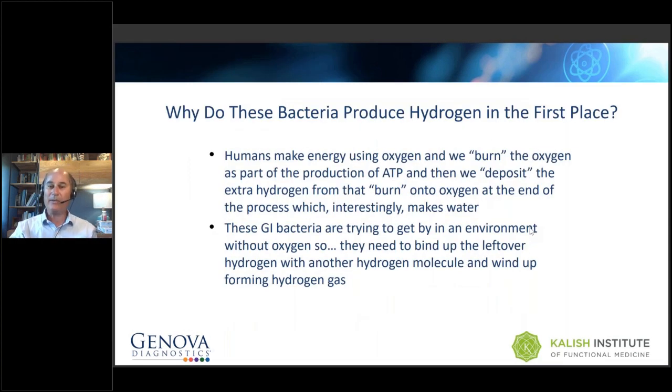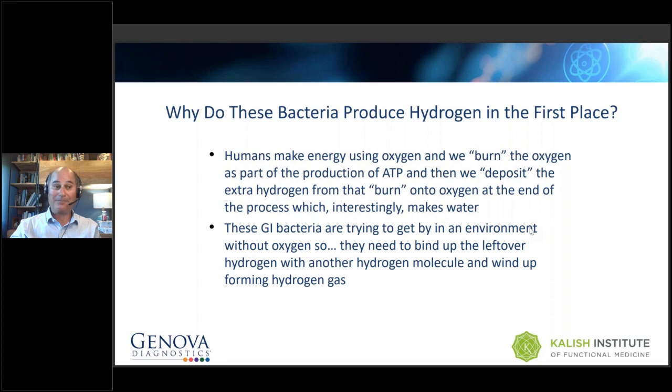Why do these bacteria make hydrogen in the first place? So when humans are making energy, we use oxygen, and then we burn the oxygen as part of the production of ATP. And then we take that extra hydrogen from the oxygen burn, right? That happens in the electron transport chain and all the stuff that goes on in your mitochondria, and end up making water and CO2, and those are like the waste products.